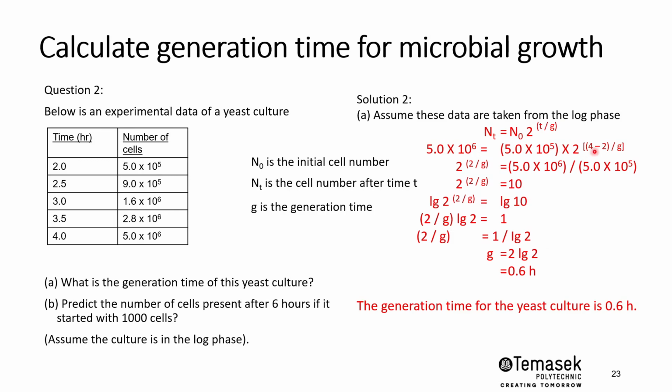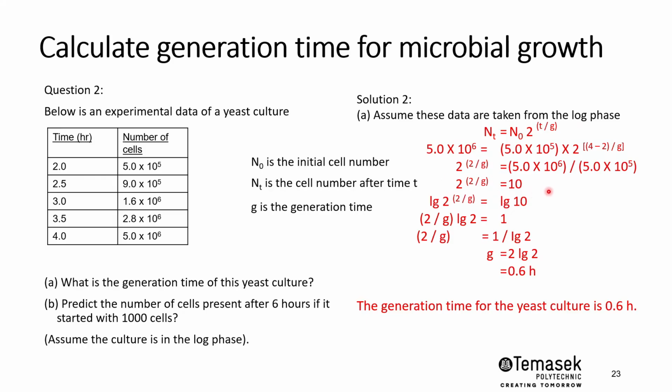So here, if you make 2 to the power of 4 minus 2 divided by g the subject, it turns into 2 to the power of 2 divided by g. Moving the 5 times 10 to the power of 5 over, you eventually get this equation: 2 to the power of 2 divided by g equals 5 times 10 to the power of 6 divided by 5 times 10 to the power of 5. After which, if you punch in the numbers, this will be the next equation: 2 to the power of 2 divided by g equals 10.